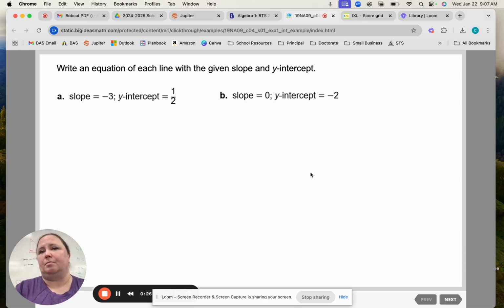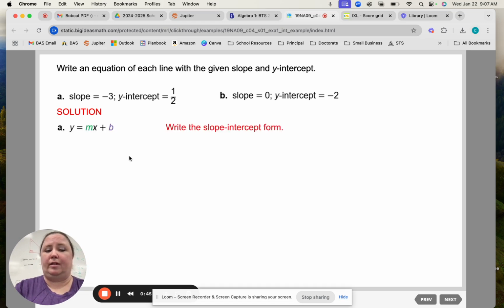We're going to write an equation of each line with the given slope and y-intercept. Okay, what is slope-intercept form? Y equals mx plus b. Very good. So we're going to start writing A. You're going to say y equals. What is our m? Negative 3. So you put negative 3x. And what's your y-intercept? 1/2. So negative 3x plus 1/2 because it's a positive 1/2.